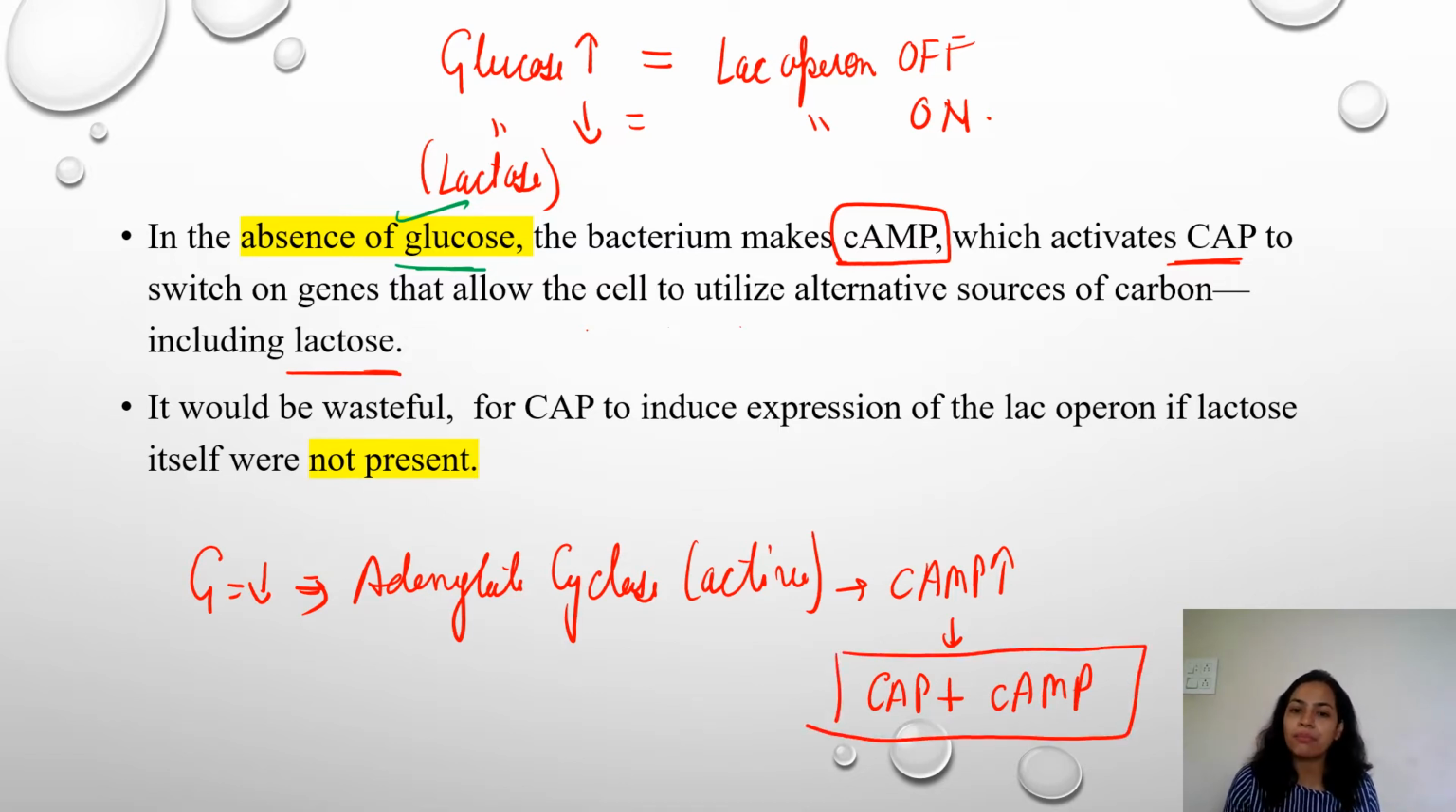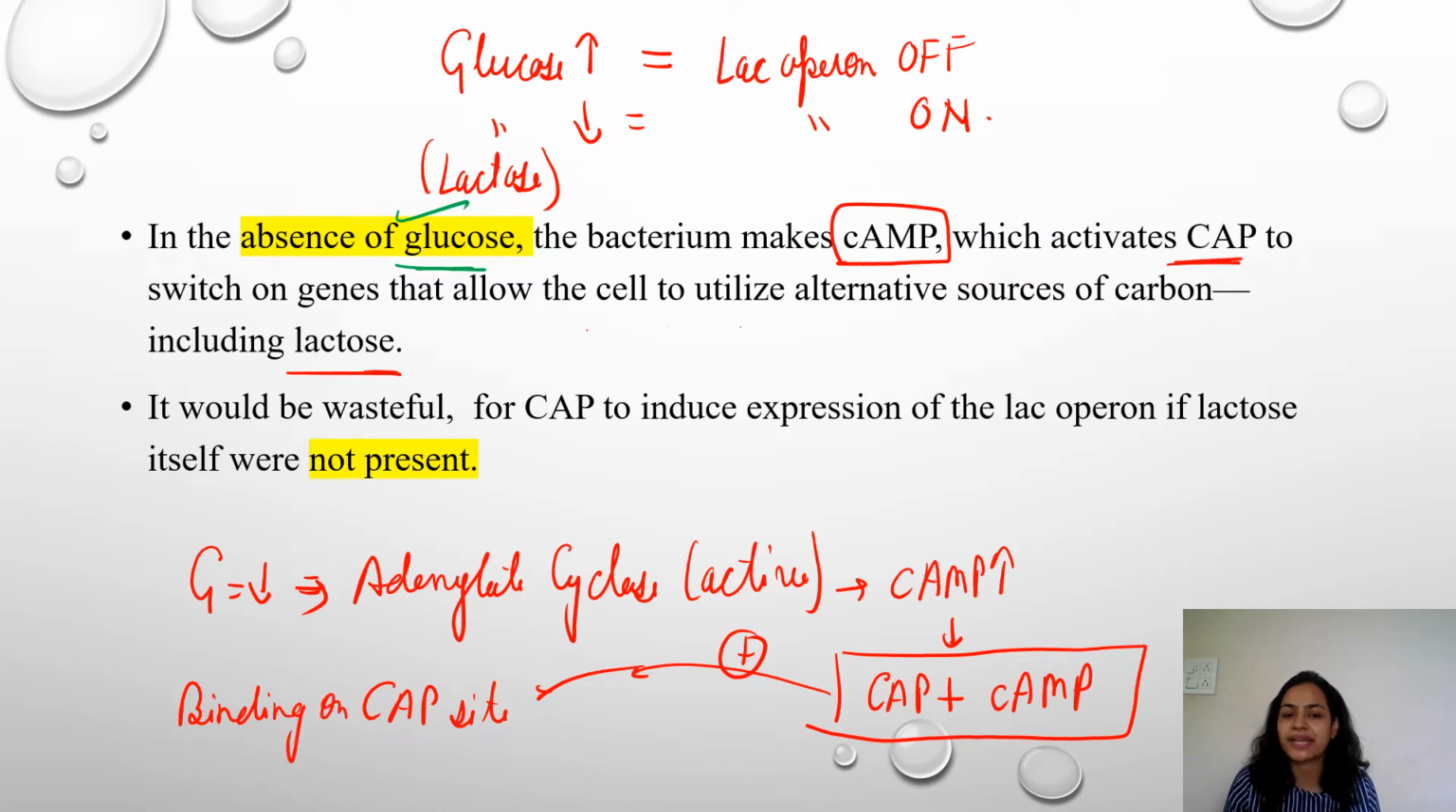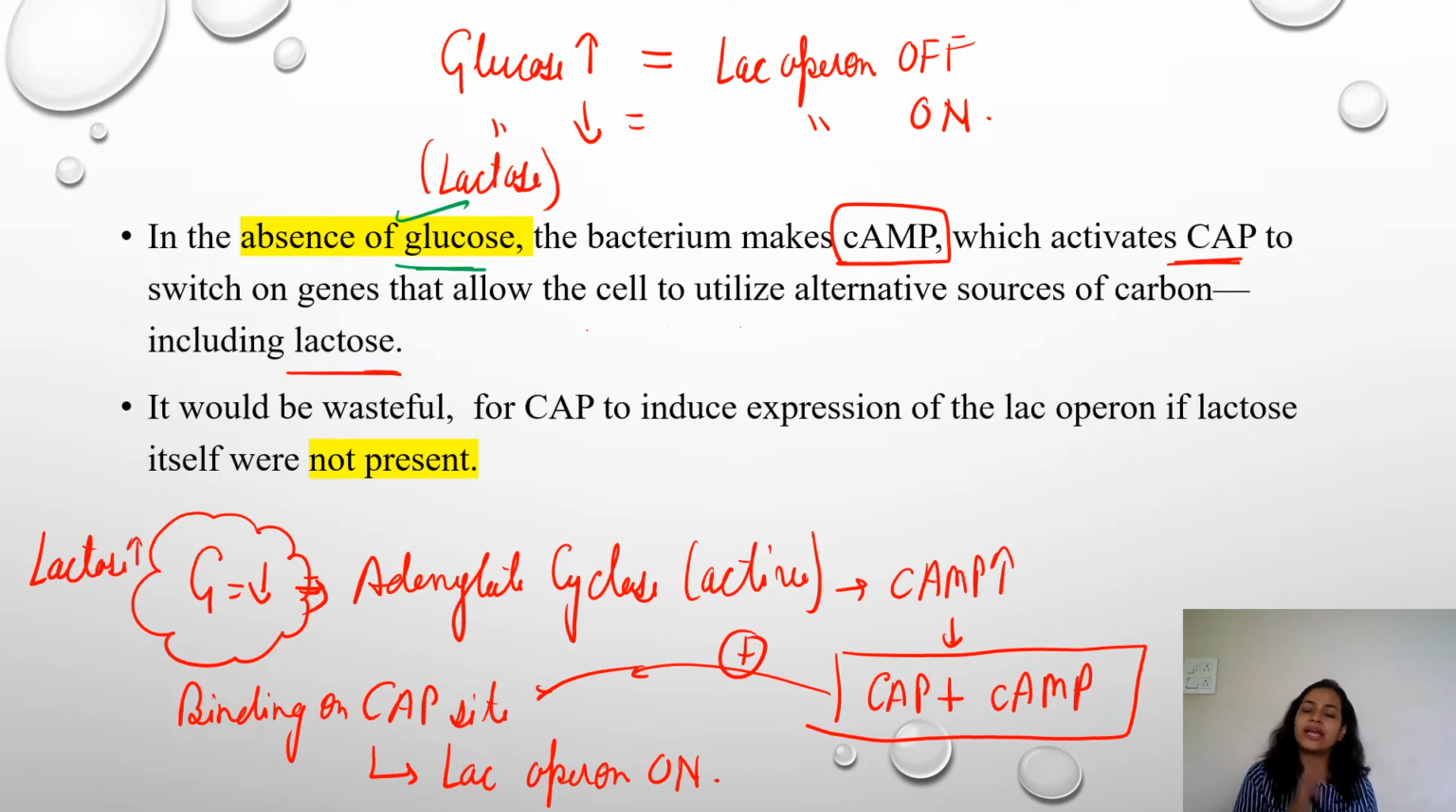This entire complex will go and bind on the CAP site, and this complex will give the positive effect. It will do the binding on the CAP site. As a result, the Lac Operon will get positively stimulated and switched on. So this all will happen when the glucose level is low and there is higher lactose. Lactose ज़्यादा हो रहा है, glucose कम है, तो ये पूरी story आपको याद रखनी है.